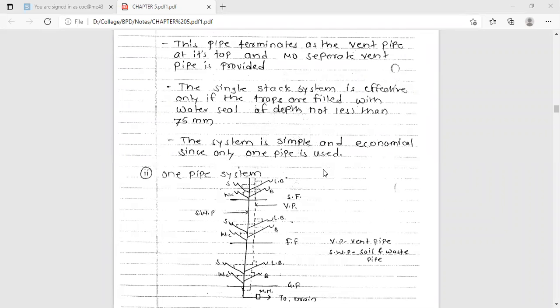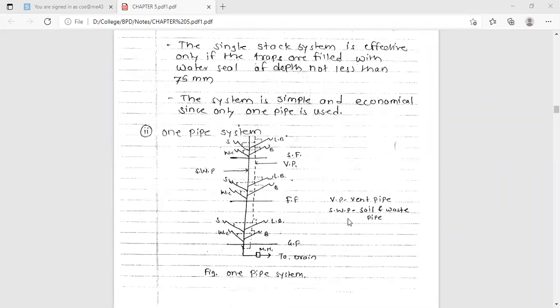Here you can see this is the SWP, soil and waste pipe, and similar to the above figure, here also you can see this is the ground floor, first floor and second floor, and from each and every floor, whatever outlets are there, those outlets get connected to the soil waste pipe.